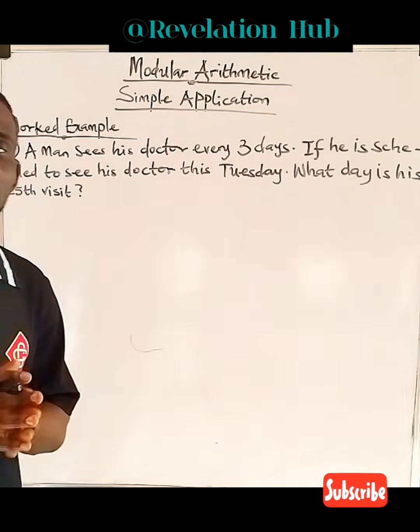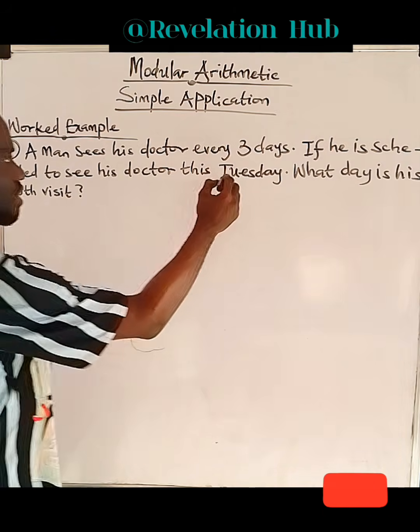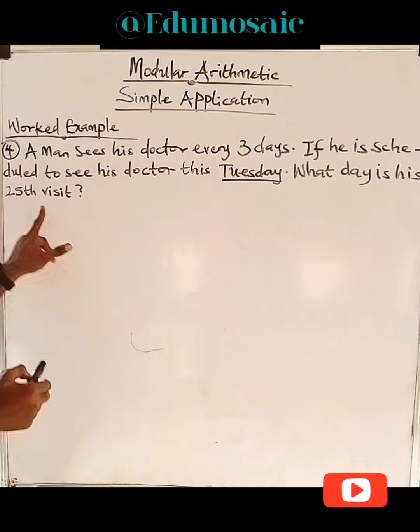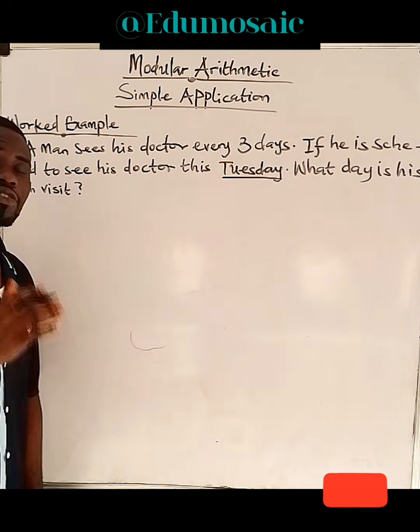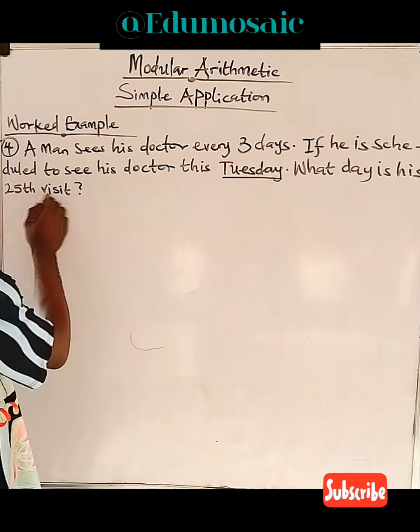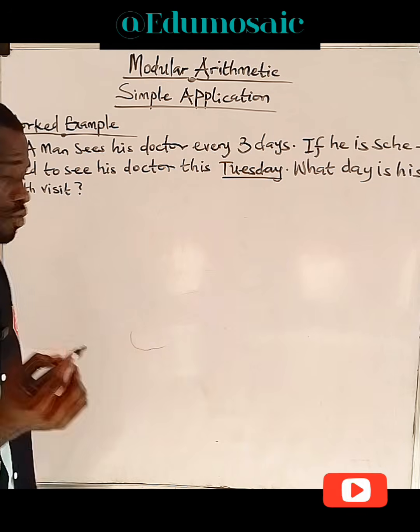Now, if a man sees his doctor every 3 days, and let's say he's going to start the visit this very Tuesday, what day would be his 25th visit? So we're going to try out a smaller number of visits. Since you're asked to solve for the 25th visit, let's assume that we're going to be solving for the third visit. Let's see what it looks like.